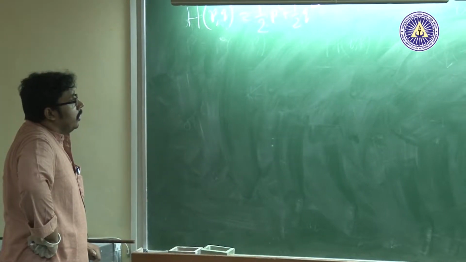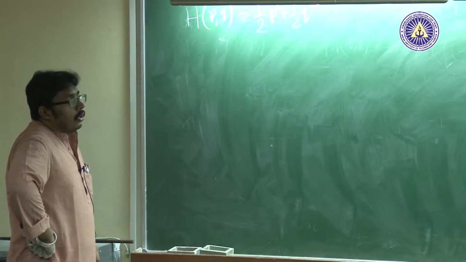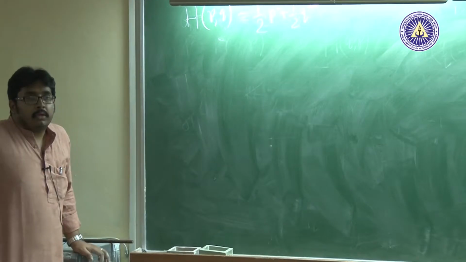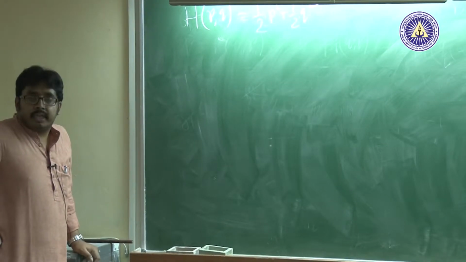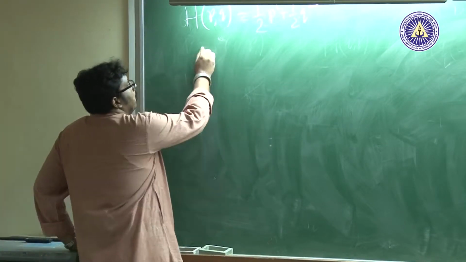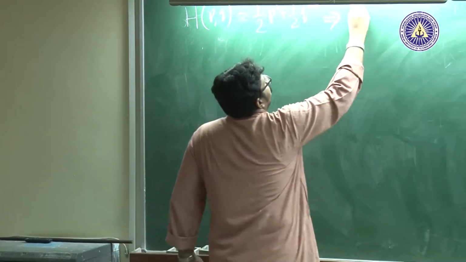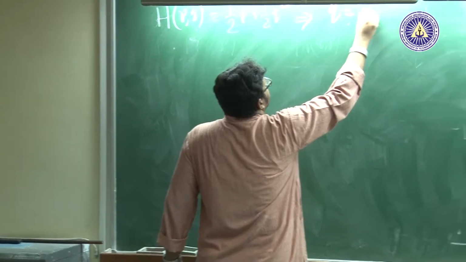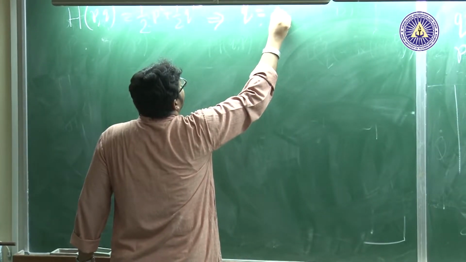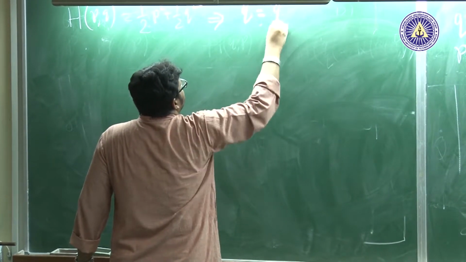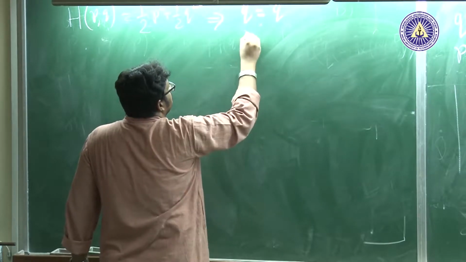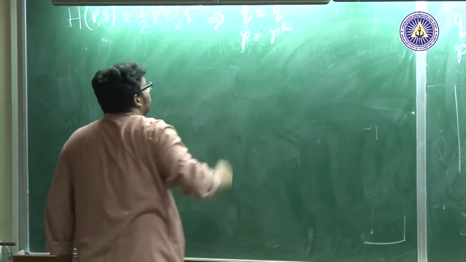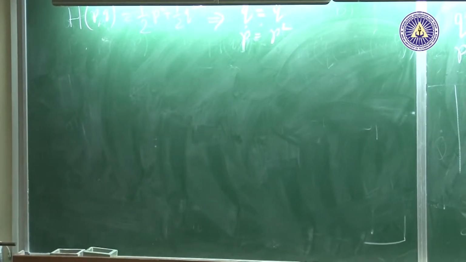So what is it that we are trying to do now? We want to find out the new Hamiltonian such that the canonical structure is there. From here, I know what is q dot. What is q dot? Q dot is q, and p dot is p square, right?